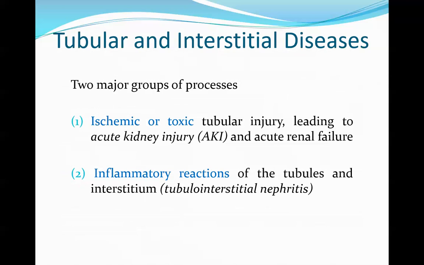So the tubular and interstitial disease, there are 2 groups of processes which you usually see. One is ischemic and toxic tubular injury, which we are going to discuss now, leading to acute kidney injury and acute renal failure. And the other one is inflammatory condition of the tubules and the interstitium, which is combinedly called tubule-interstitial nephritis. Microbiology people are looking for that. So we will be discussing the ischemic and toxic tubular injury.